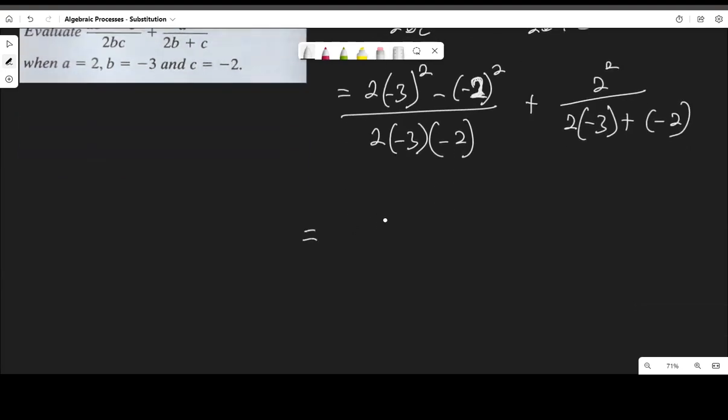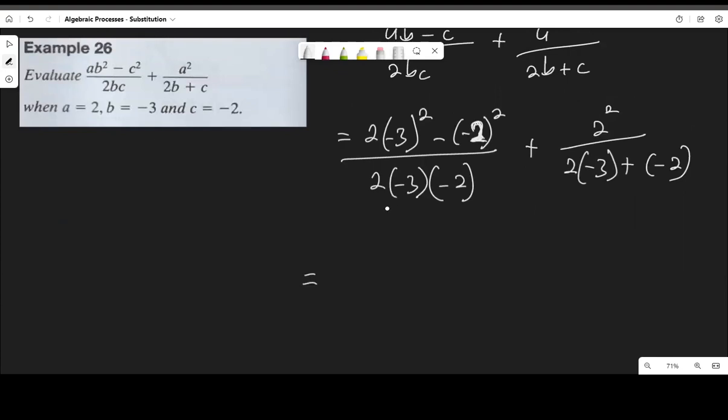That will be -3 squared is 9, that is -3 times -3. Negative times negative is positive. 3 times 3 is 9. And 9 times 2 is 18. Then -2 squared is 4. Minus 4 over -3 times -2 is 6. 6 times 2 is 12. And plus 2 squared is 4 over 2 times -3 is -6. Then plus times minus is minus.